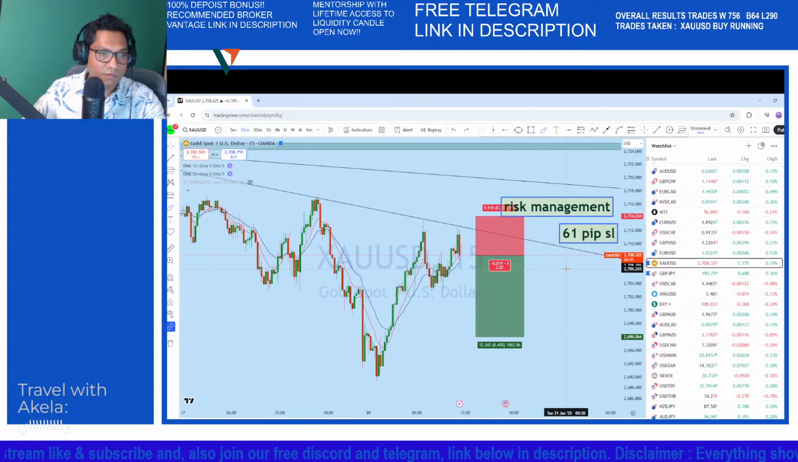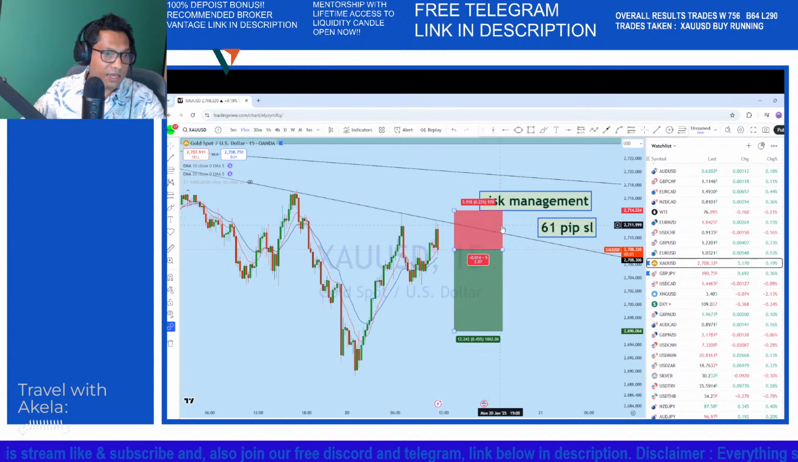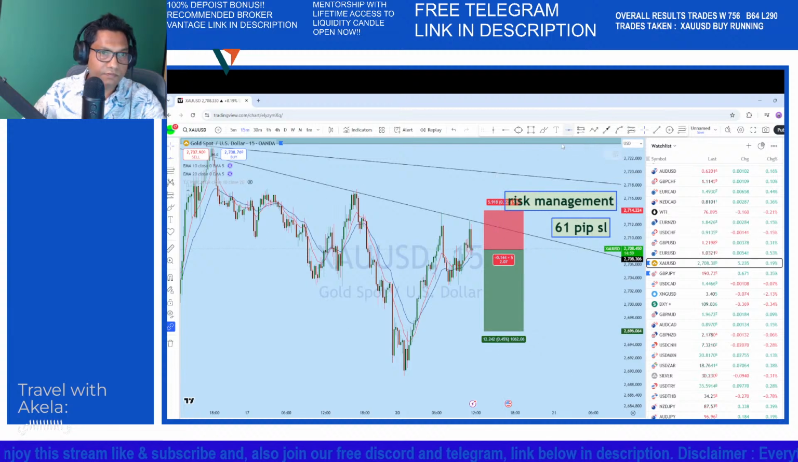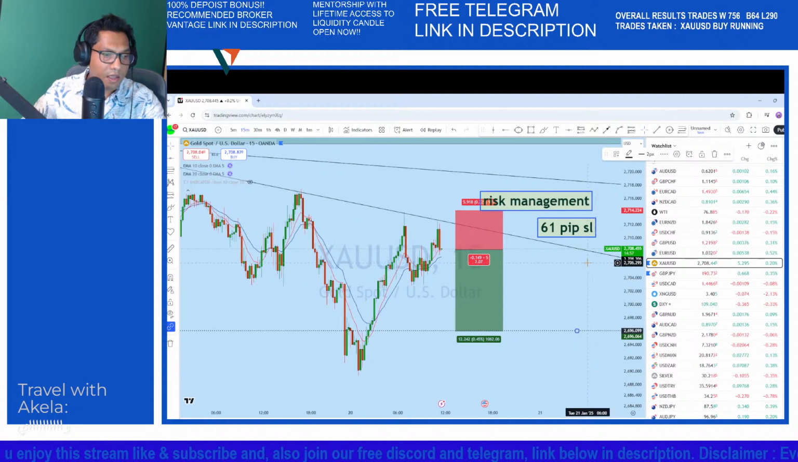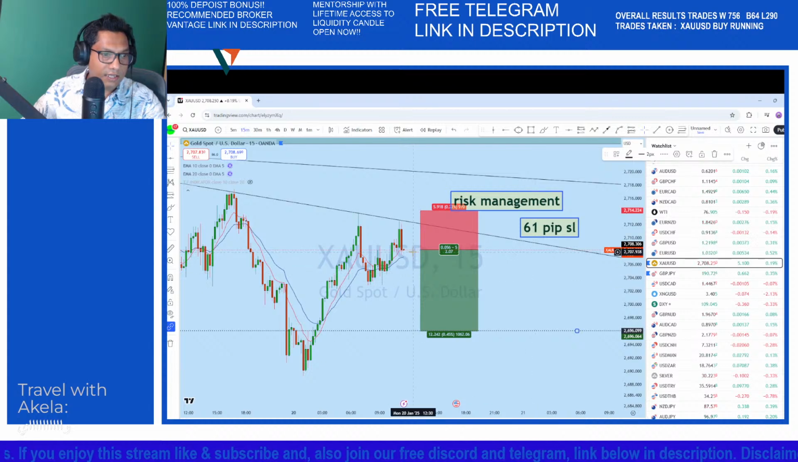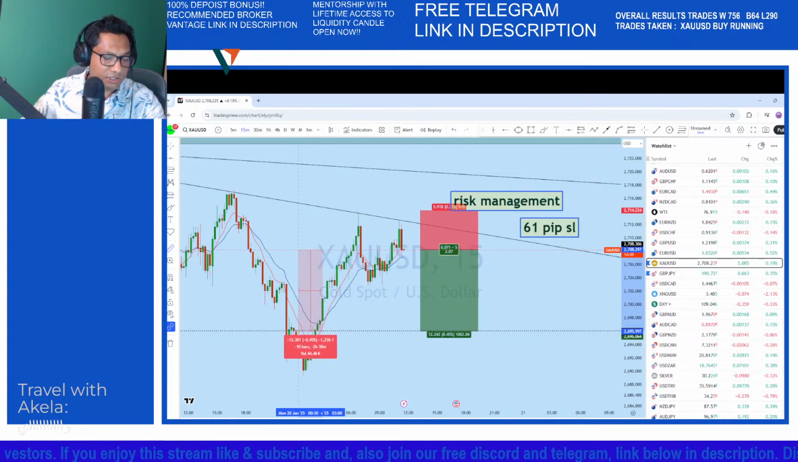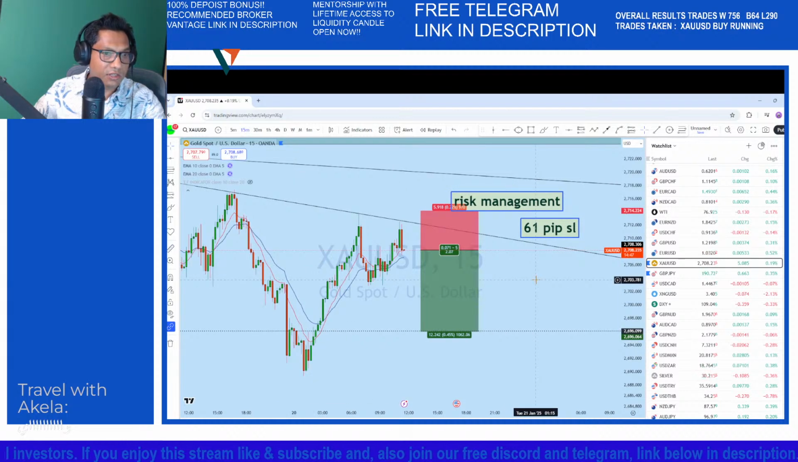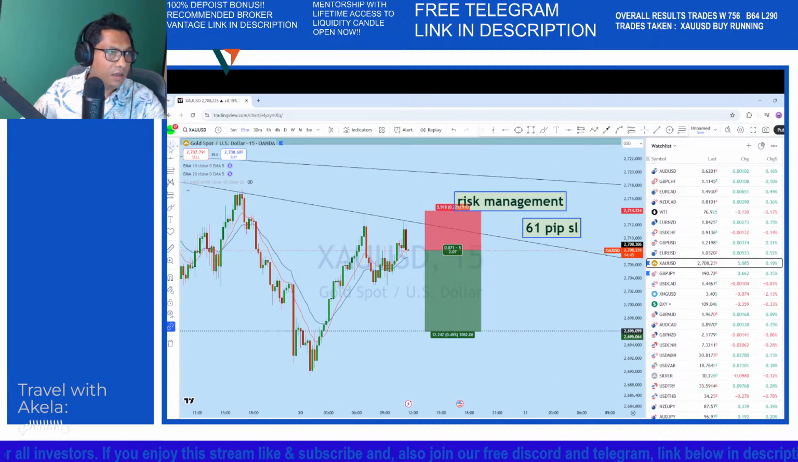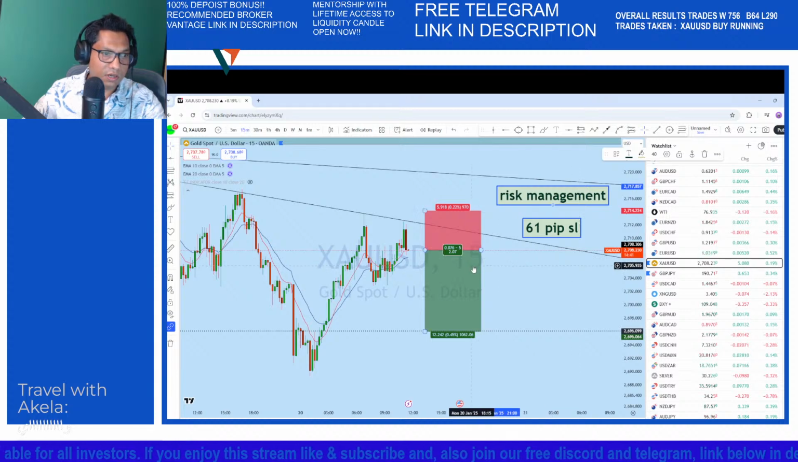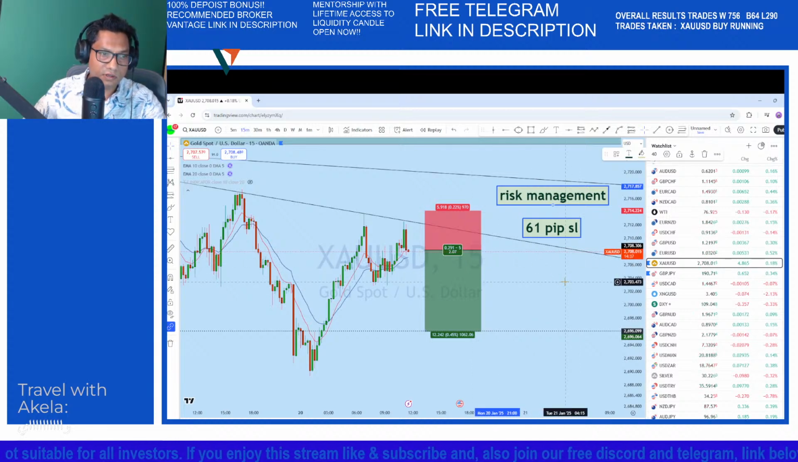Therefore, what we can expect is for this market to drop here in that level. Okay, and let's wait. The target here for us is 124 pip in this market, 61 pip stop loss, and risk management is key, very important, guys.